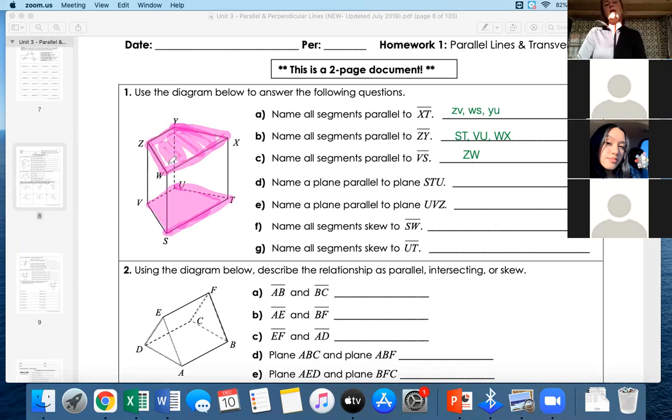So this would be our parallel plane, and we can talk about what we would call it. You name a plane with only 3 letters. So any 3 of these letters in any order would work. So W, Y, X, that would work.